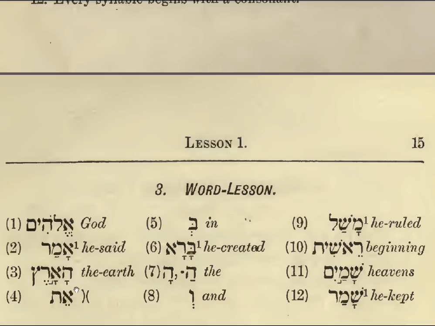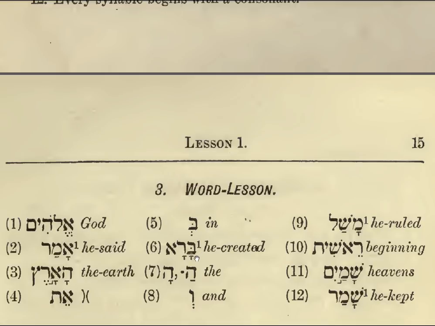Haaretz. Earth. It. Pointing, the hand pointing. So this word is like a little hand pointing, like you see in old books. We don't translate it. B, meaning in.